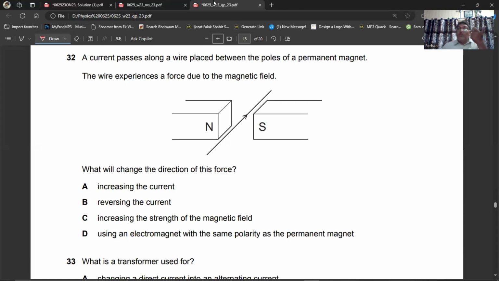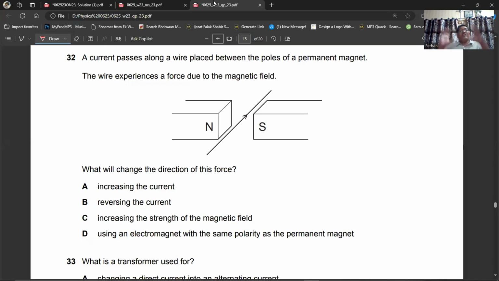Two things can be done. Do one at a time. For example, you can change the direction of the current. Obviously, the direction of the force acting on that current carrying conductor will reverse. Or don't change the direction of the current, do the other thing. What is that? Change the polarity of the magnets: on the left you have north, on the right you have south. So bring the north to the right and take the south to the left.